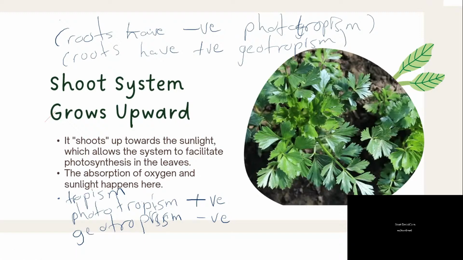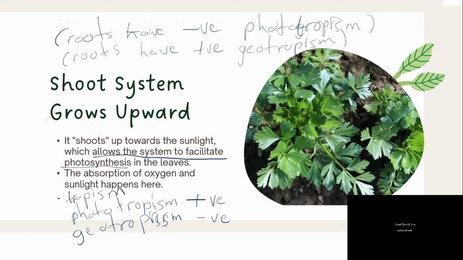All right. So what is the advantage of plant shoots growing upward? The first and most important advantage is that as they grow upwards, they grow towards the light, which allows them to absorb as much sunlight as possible. This allows them to carry out the process of photosynthesis. So positive phototropism is important because it allows plants to photosynthesize.